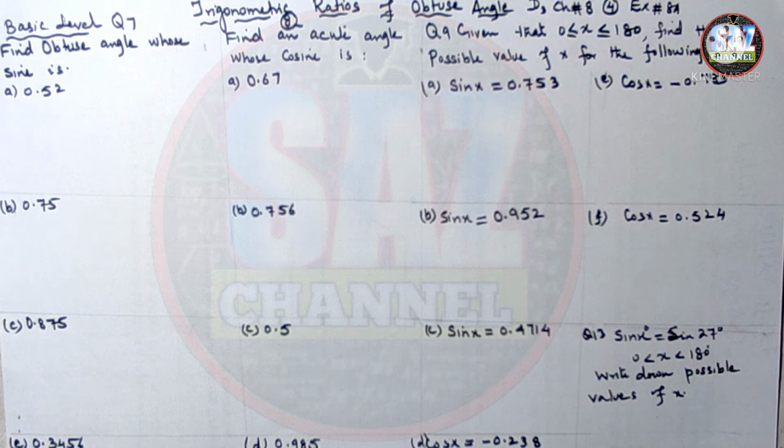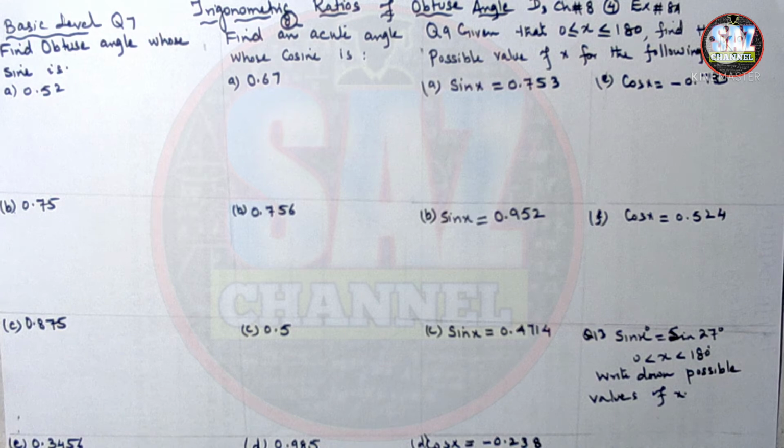This is my fourth lesson of D3 chapter number 8 exercise 8a, that is about trigonometric ratios of obtuse angle. In this class we will be discussing basic level question number 7. Let me read the question from the book.